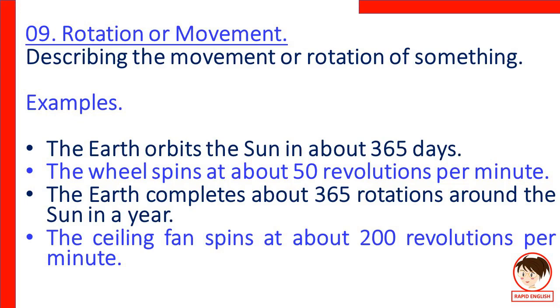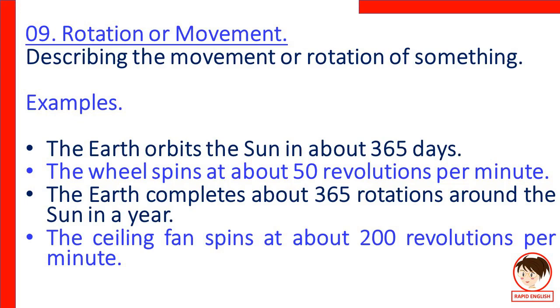Rotation or movement. Describing the movement or rotation of something. Examples. The Earth orbits the Sun in about 365 days. The wheel spins at about 50 revolutions per minute. The Earth completes about 365 rotations around the Sun in a year.